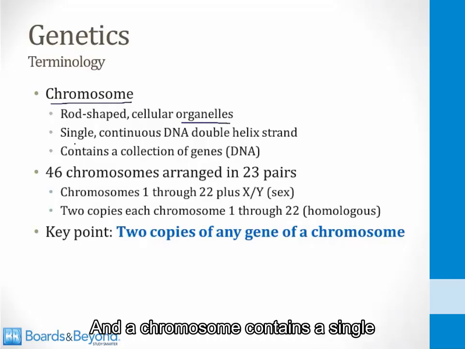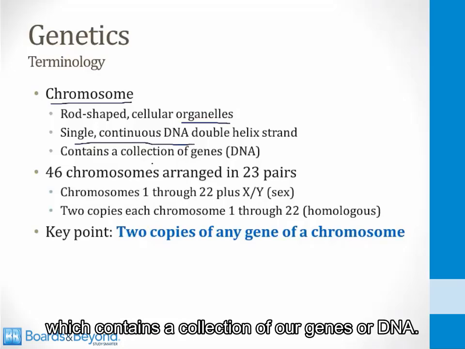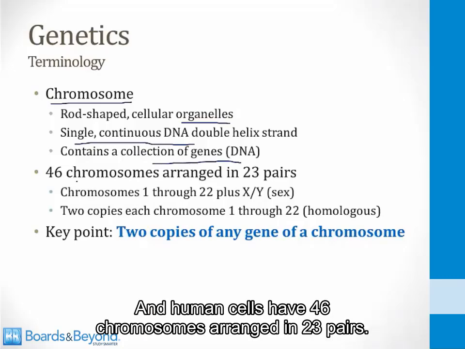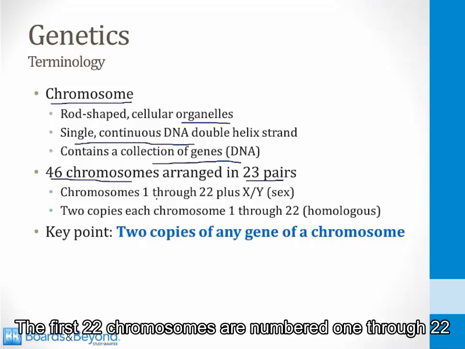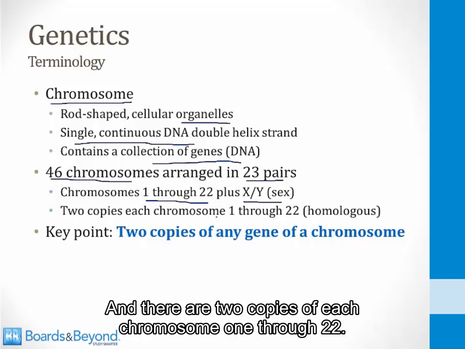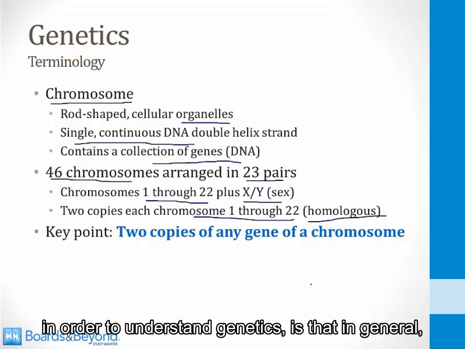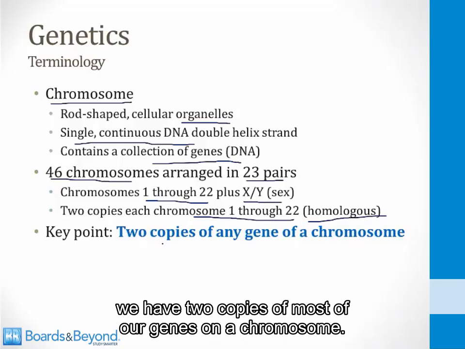And a chromosome contains a single continuous DNA double helix strand, which contains a collection of our genes or DNA. Human cells have 46 chromosomes arranged in 23 pairs. The first 22 chromosomes are numbered 1 through 22, and then we have the sex chromosomes X and Y. There are two copies of each chromosome 1 through 22. These are called a homologous pair. And a key point that you need to understand in order to understand genetics is that in general we have two copies of most of our genes on a chromosome.